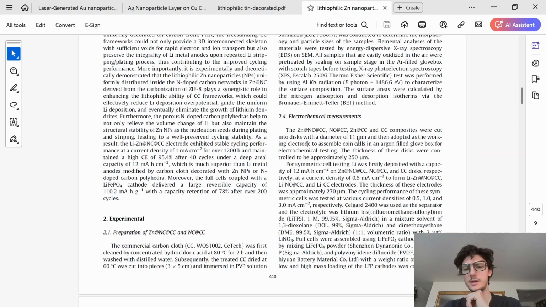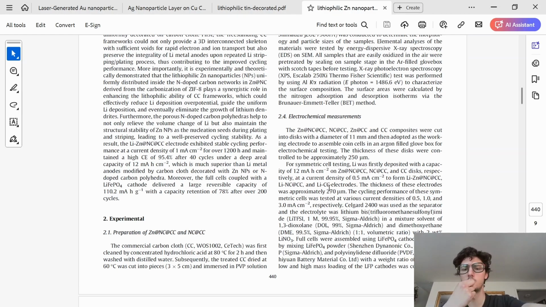Composites were cut into discs with a diameter of 11 millimeters, and then adopted as the working electrode to assemble coin cells in an argon-filled glove box for electrochemical testing. The thickness of these discs was controlled to approximately 250 micrometers. For symmetric cell testing, lithium was first deposited with a capacity of this onto all the 4 materials respectively, at current densities of this.